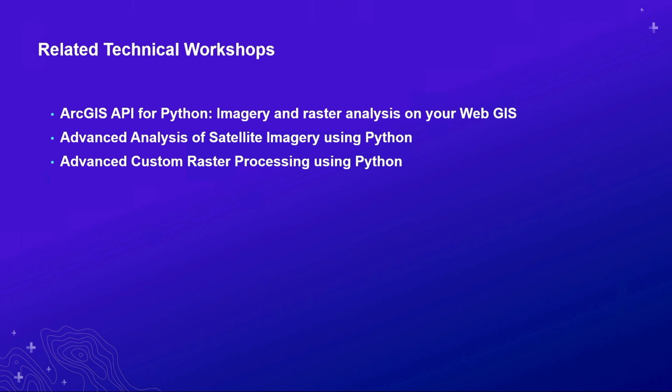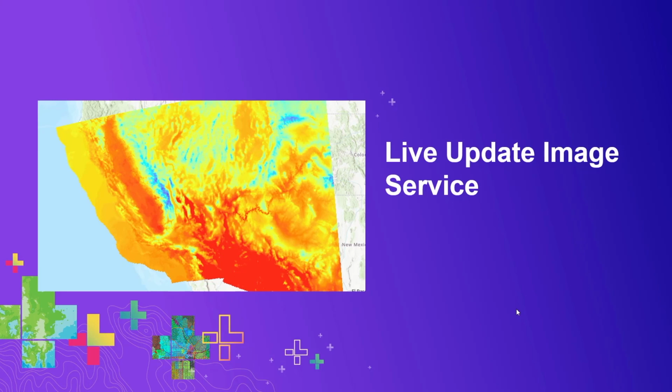All right, let's show the last demo in this managing and sharing raster data for analysis workshop. The last demo I'd like to show you is an automated workflow using the Python API to update the raster data that you already share as an image service without interrupting the service.